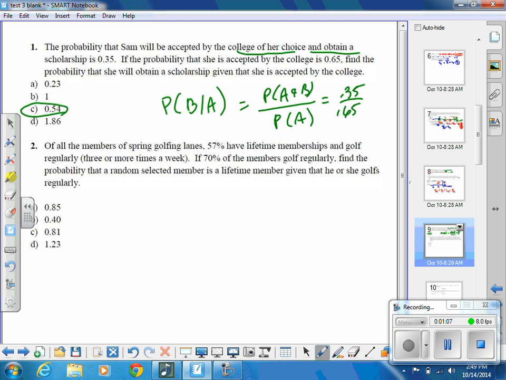Okay? As far as I know, they're not going to give you any hard ones where you're going to have to figure something out here. This next one is the same way, same formula. It tells you that 57% have a lifetime membership and golf regularly, okay? And then they tell you that 70% golf regularly. We need to find the same thing. So, same formula, 0.57 divided by 0.70, and that's going to give me 0.81. I'm just going to do it over there. Alright. So hopefully those make sense how you use the formula.